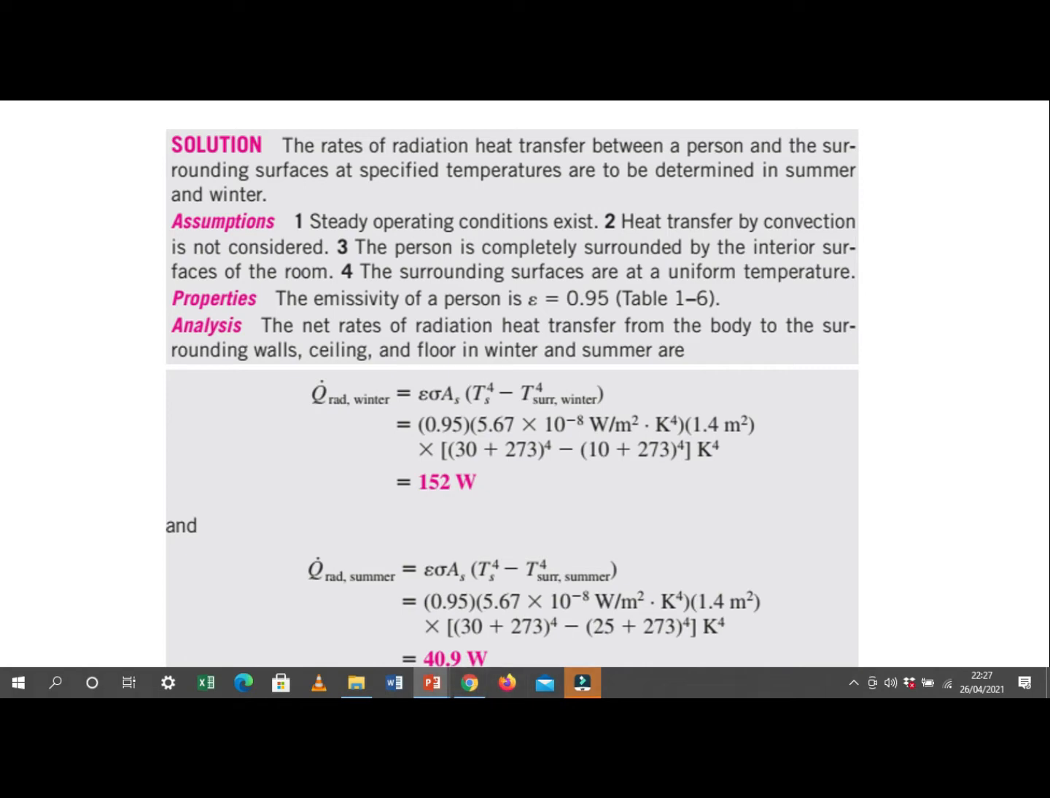And similarly for the summer, the radiation heat transfer can be calculated by using the similar formula, but you have to put a different temperature for the summer. Keep in mind that the temperatures are given in degrees centigrade and you have to put the temperature in the Kelvin scale. In order to convert the temperature from centigrade to Kelvin, you have to add 273 to each temperature. So the radiation heat transfer in the summer would be equal to 40.9 watt.